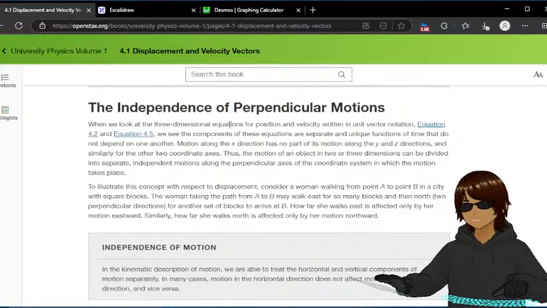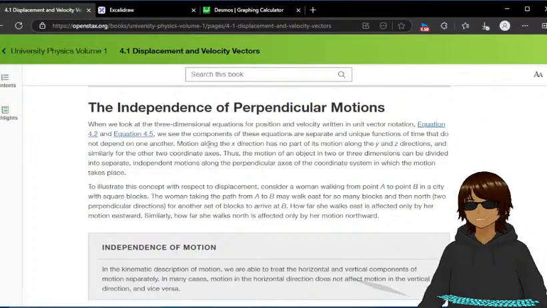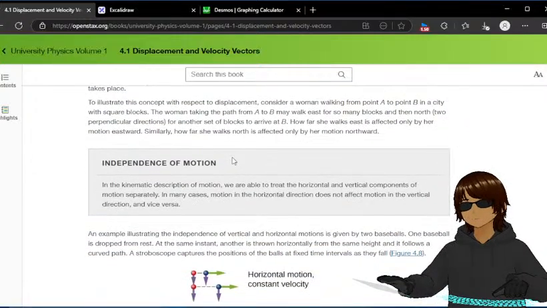The independence of perpendicular motions. When we look at three-dimensional equations for position and velocity written in the unit vector notation, we see the components of these equations as separate and unique functions of time that do not depend on one another. Motion along the x direction has no part of its motion along the y and z direction, and similarly for the other two coordinate axes. Thus, the motion of an object in 2 or 3 dimensions can be divided into separate independent motions along the particular axis of the coordinate system.